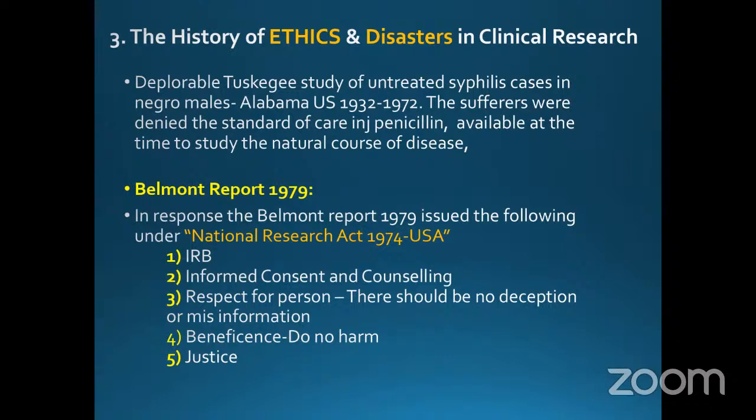So the Belmont report appeared in 1979, and with that came the Institutional Review Board, informed consent and respect for persons. There should be no deception or misinformation. Beneficence, do no harm, justice. All these things were incorporated in the Belmont report, and they are very important for the conduct of a randomized controlled trial.